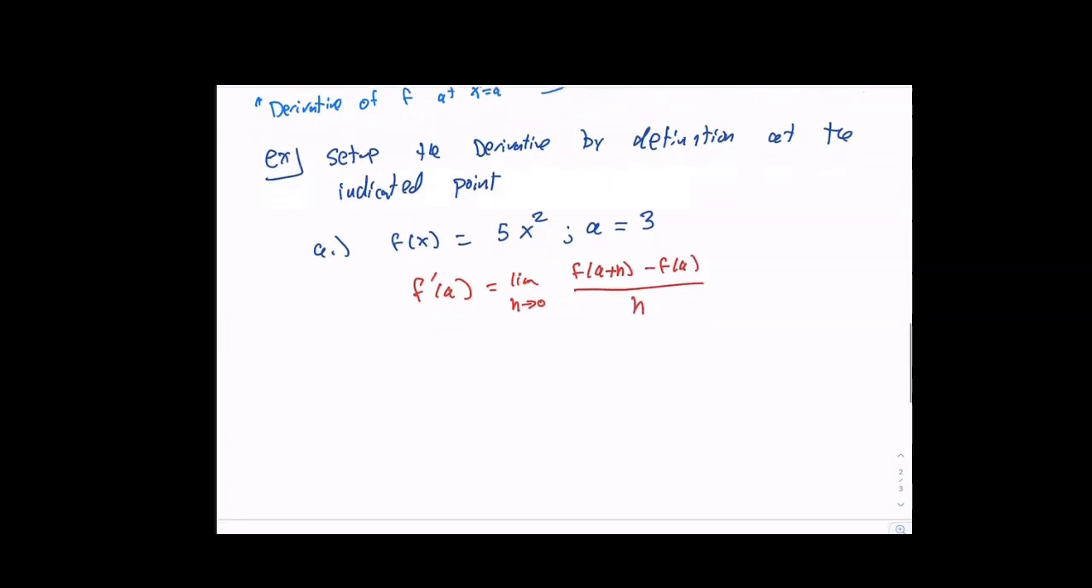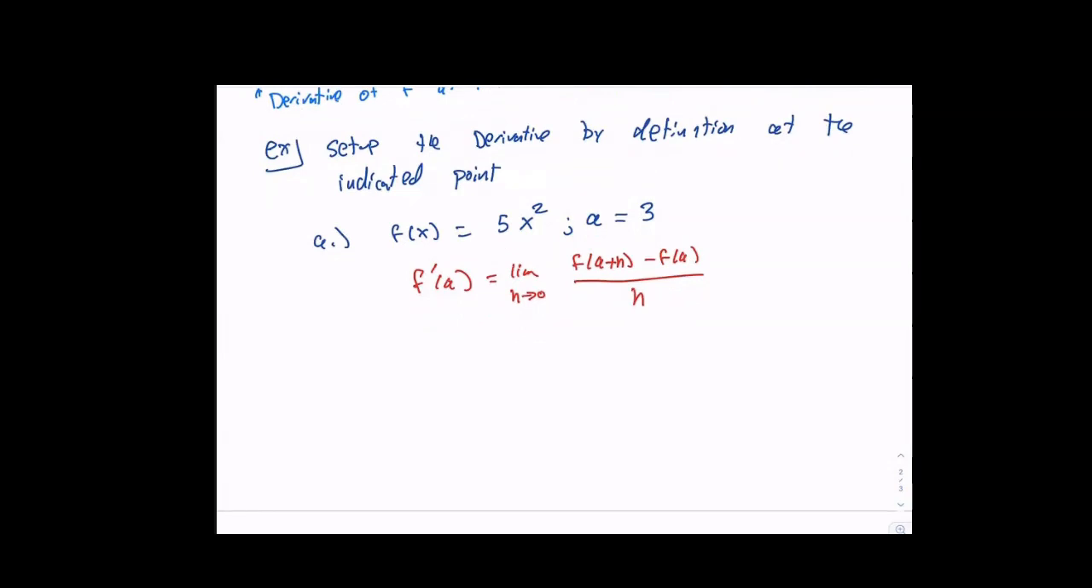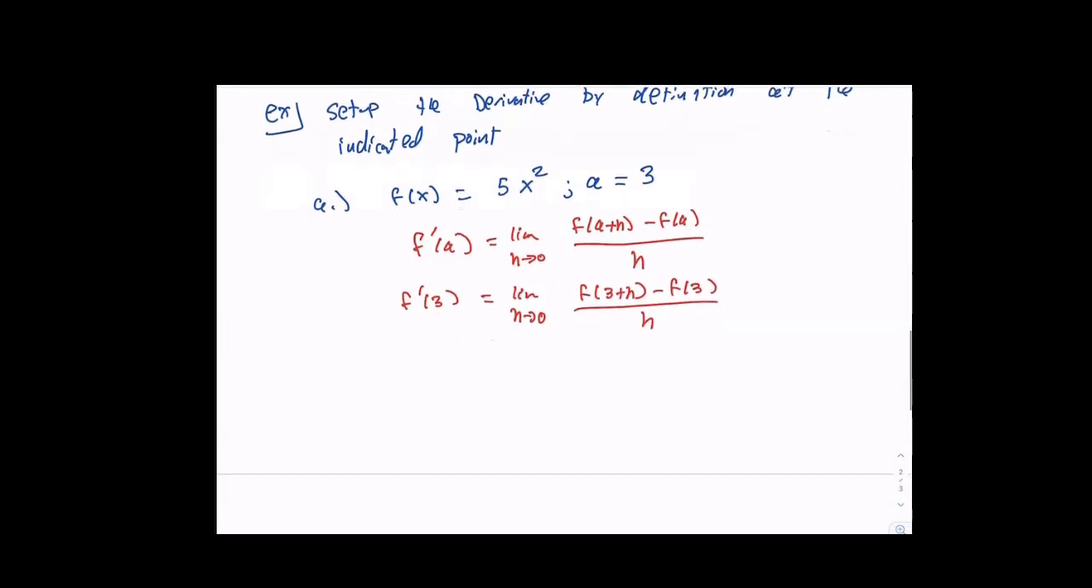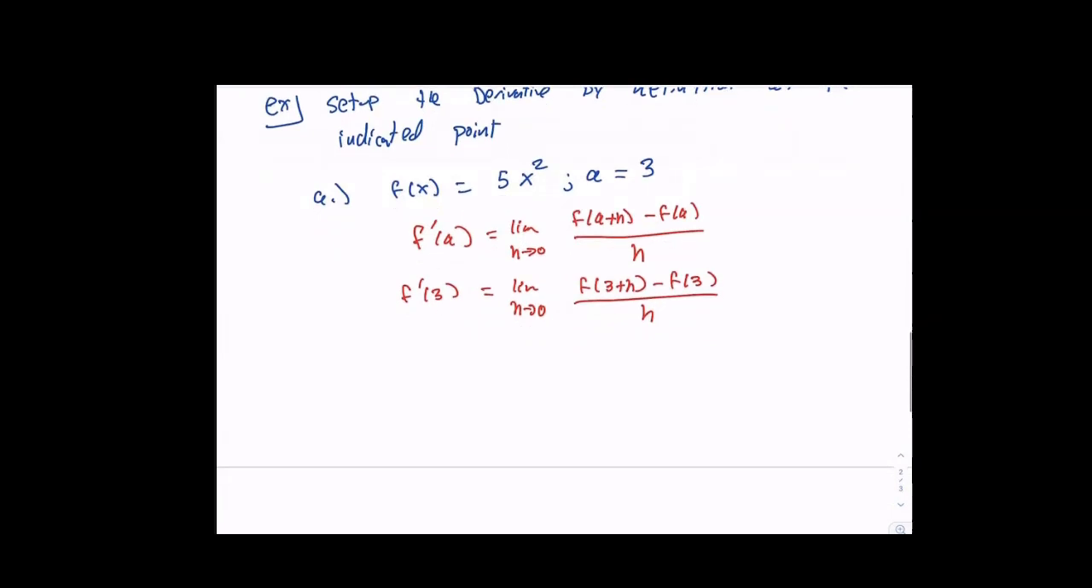Okay. Now that's your general formula. Now let's find it at 3. We're going to replace the A with 3. So f prime of 3, and this is usually where I start, because that's what I'm asking, is the limit as h approaches 0 of f of 3 plus h minus f of 3 all over h. So that's kind of like step 1.